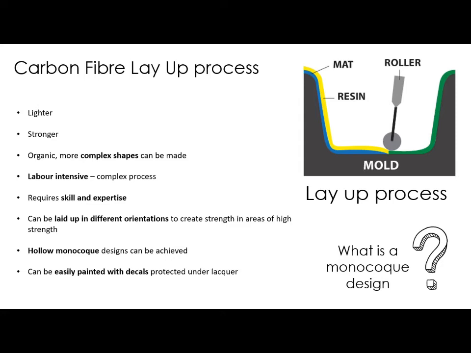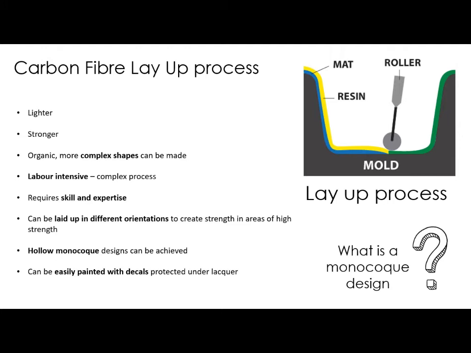Some other advantages: it can be laid up in different orientations. So the fibres can be put in different directions to create strength in areas that need to be high strength. That sentence doesn't quite make sense, but you know what I mean. And hollow monocoque designs can be achieved. Now we're going to talk about what a monocoque design is in a second, because it's quite a useful thing to remember. And another really nice thing about carbon fibre is that you can easily add things like decals, stickers, basically posh stickers, and then protect those under a layer of resin or lacquer during the process of making the carbon fibre.